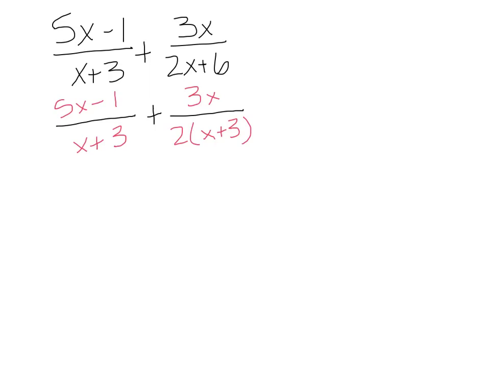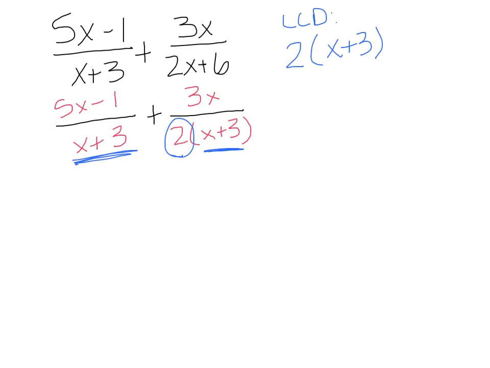Alright, so let's evaluate our denominators. If I look at this denominator, I have a factor of x plus 3. If I look at the second denominator, I also have a factor of x plus 3. So I'm actually on my way to a pretty good least common denominator. The least common denominator needs to have the factor x plus 3. Now, if I look at the second fraction, though, I also have a 2 in the denominator, which means that also needs to be represented in the least common denominator. That means that the LCD is 2 times x plus 3.